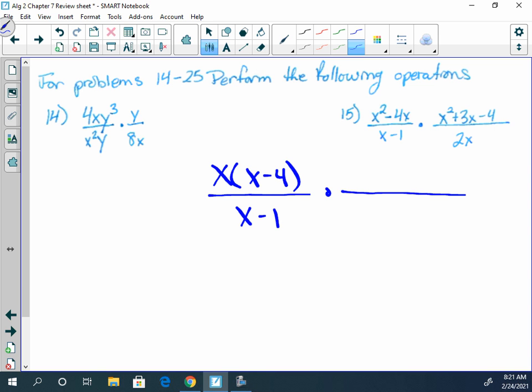Well, the x minus 1 doesn't factor because there's not a greatest common factor, and there's only two terms. There's nothing else we can do with it.